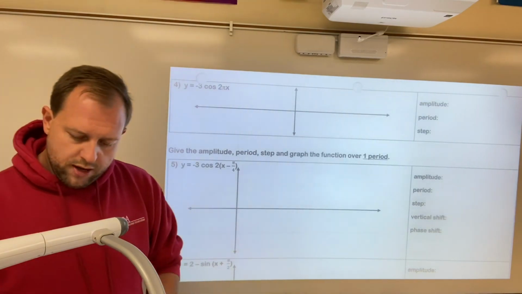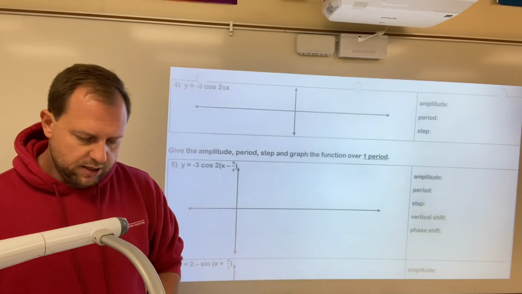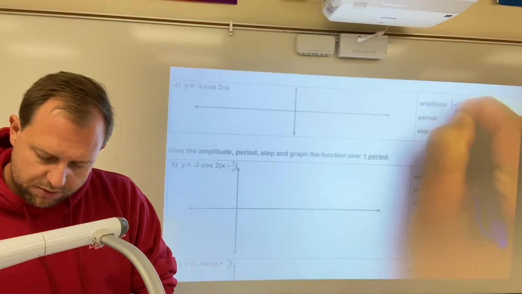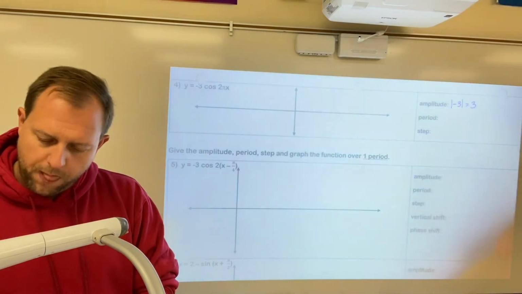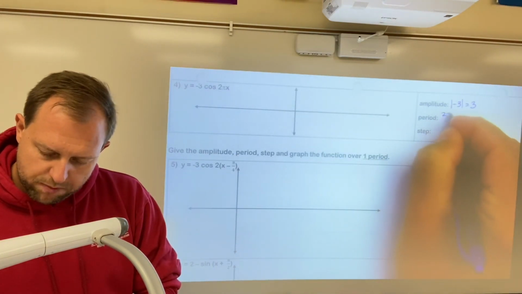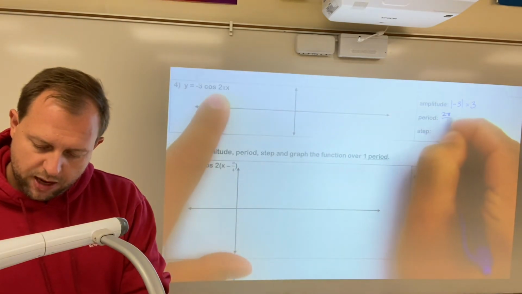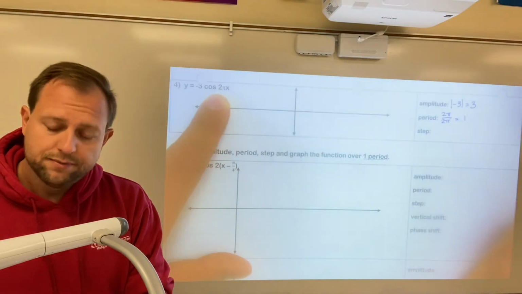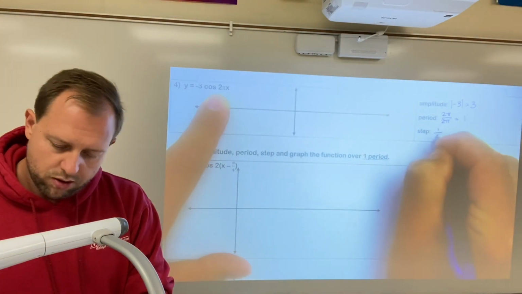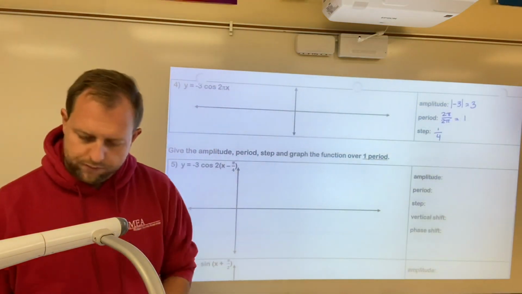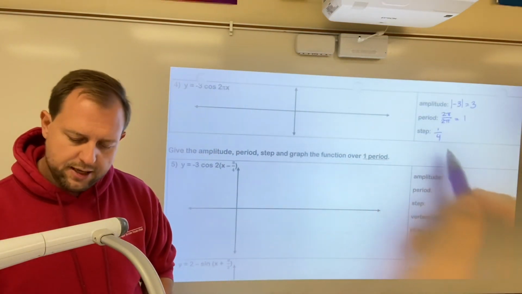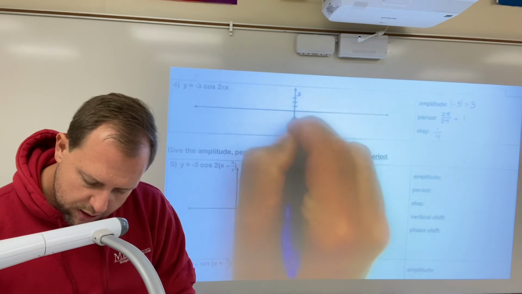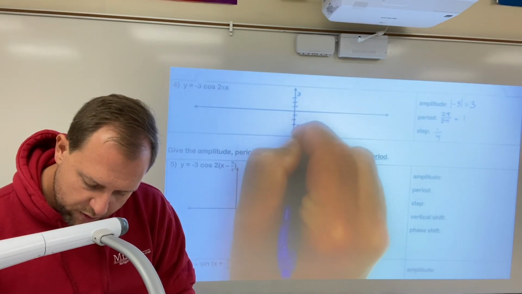-3 cosine 2 pi x. So our amplitude is the -3, so the absolute value of that is 3. Our period, 2 pi over b, in this case b is 2 pi, so 2 pi over 2 pi is a 1. And our step is 1 over 4. Got the pieces for our cosine, amplitude of 3, up 1, 2, 3, down 1 to -3.